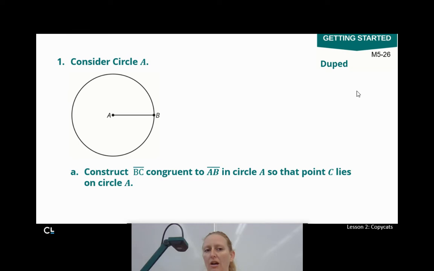So here you have circle A, and you can see I have a radius AB on my circle. I would like you to construct BC congruent to AB. So I want you to construct a congruent segment, same length as AB, we're going to call it BC, on circle A such that point C actually lies on the circle. Hit pause, see if you can figure this out, and then hit play when you're ready to check your work.